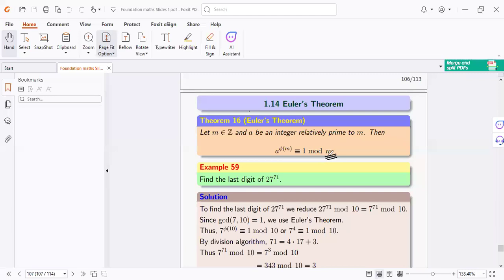But Fermat's theorem put a condition on this number. In Fermat's theorem, this number must be prime. But for the Euler theorem, it's any integer. The only condition here is that A and M must be relatively prime. That is the only condition that Euler gives us. So that means the GCD should be 1.